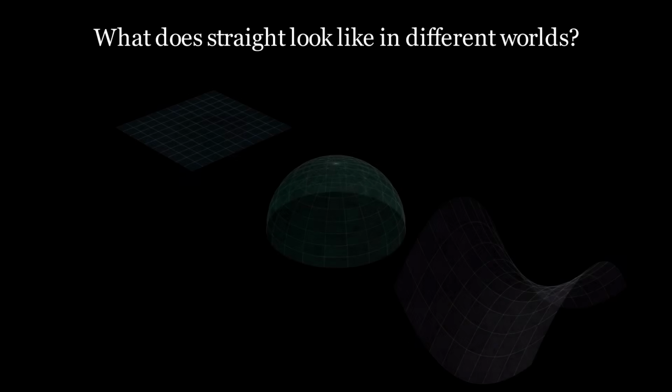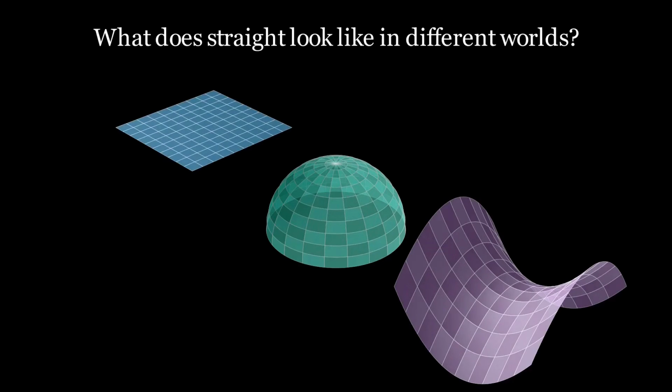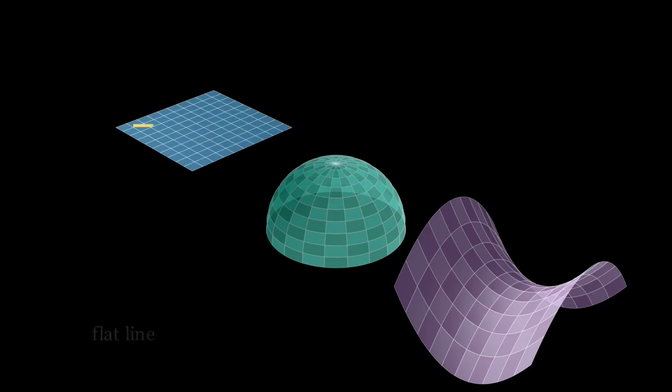If straight depends on the space, what does straight look like in different worlds? On a flat plane, it's an ordinary line. On a sphere, it's a great circle, and on a saddle, it's the path that doesn't steer left or right.